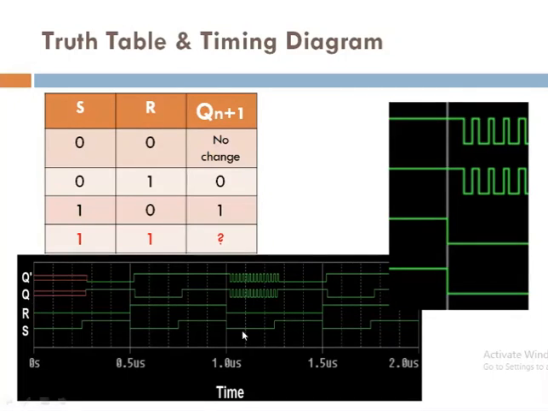But if you observe here, when S is equal to 1 and R is equal to 1, this is the prohibited condition. What happened? Your state Q n plus 1 is continuously changing its state, either 0 1 0 1. In this way I have taken the screenshot of this one. So when the 1 1 value is there, both are changing their states continuously. So this condition is called prohibited or the race around condition. So this is your SR flip flop.